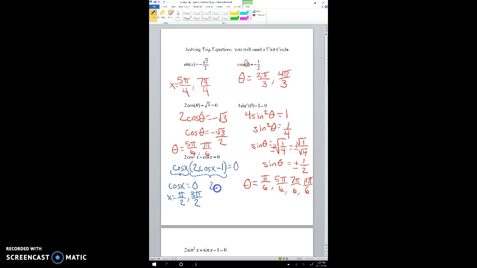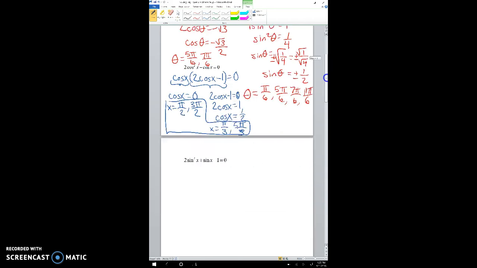And then 2 cosine x minus 1 equals 0. Again, get the trig function by itself. Divide both sides by 2. Cosine x equals 1/2. That happens at pi over 3 and 5 pi over 3. So this equation has 4 solutions. Pi over 2, 3 pi over 2, pi over 3, and 5 pi over 3.